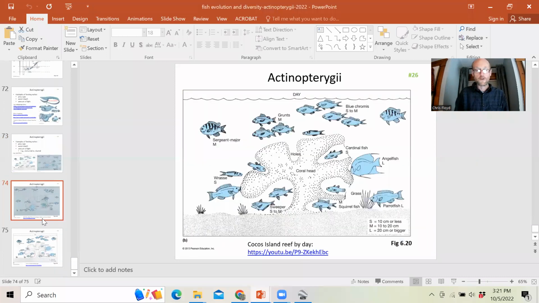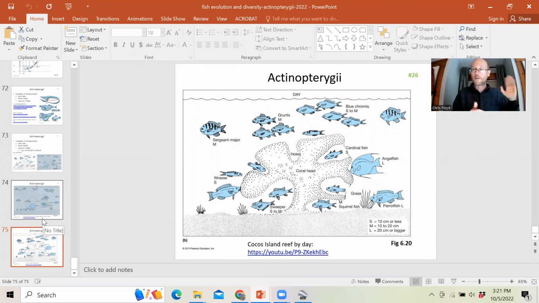Night shift, day shift. And that wraps up the topic of fish evolution and diversity for the Actinopterygii. And in our next major module, we're going to look at the other line of bony fishes, the Sarcopterygians, and that is really the story of the evolution of the tetrapods.